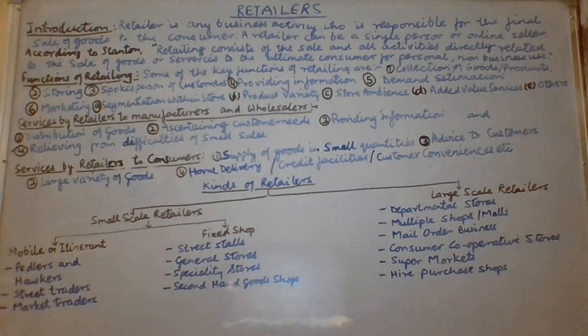Very important to note here is that a retailer is an important link in the channel of distribution. He purchases and collects various kinds of goods from numerous sources and sells them to the consumers in small lots. Now, if you look at the various functions of retailing, some of the key functions which are evident from the slide you are watching: number one is the collection of goods. The retailers purchase and collect goods from a large number of wholesalers and manufacturers to meet the needs of the ultimate consumers.